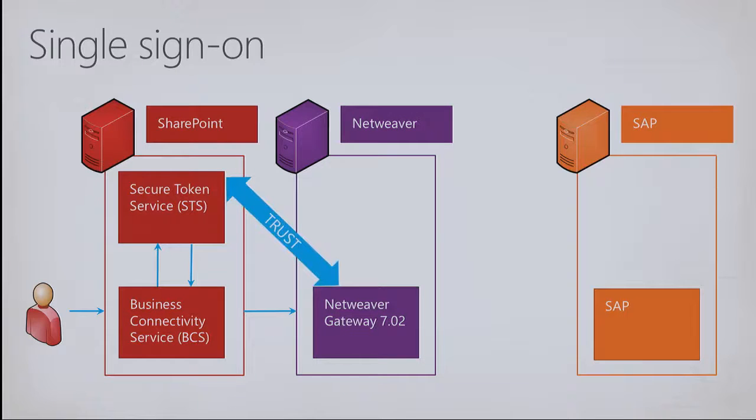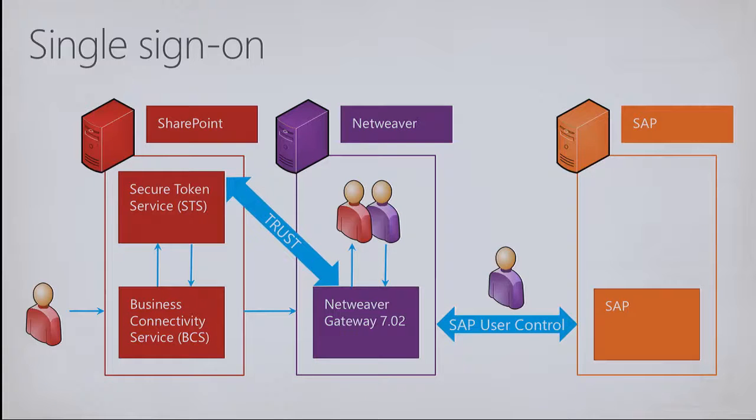Then it's going to get sent over to the NetWeaver Gateway. At that point in time, a trust is going to get established between the Secure Token Service and the NetWeaver Gateway. In the NetWeaver Gateway, there's a table mapping the user in SharePoint and the user in SAP. That gets mapped, and SAP user control is utilized as that user to go back into SAP. Then the information gets sent from NetWeaver Gateway back to SharePoint, and from SharePoint back to you.